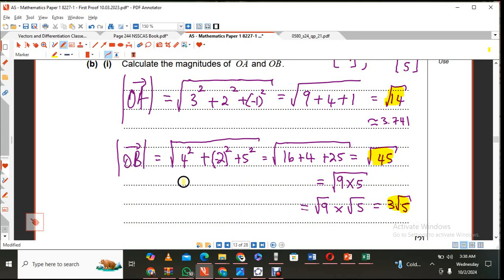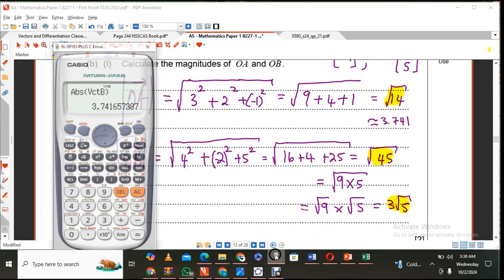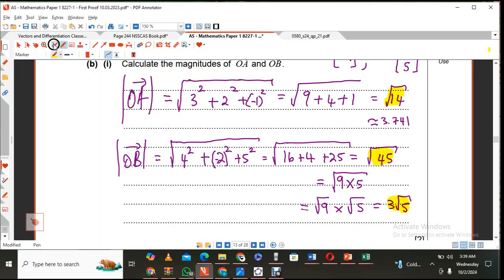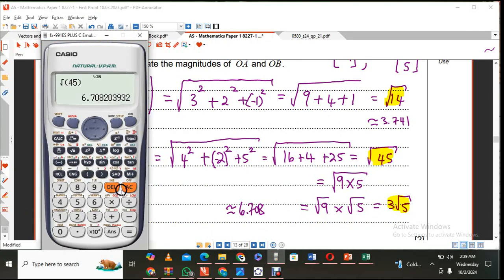It will still be correct to do so. Just to see what 3 root 5 or root 45 is on the calculator. So if you have root 45 on the calculator, you get something like 6.708. So it's about 6.708.